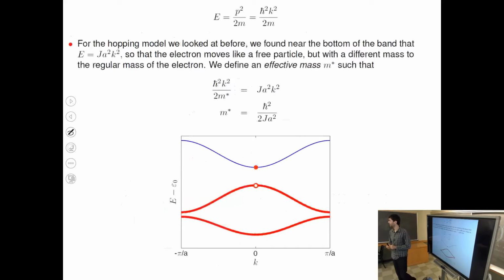And for a particle in a band structure, for the quasiparticle, you would have this effective mass, and you can calculate it from whichever model you're using, or you can measure it in an experiment.